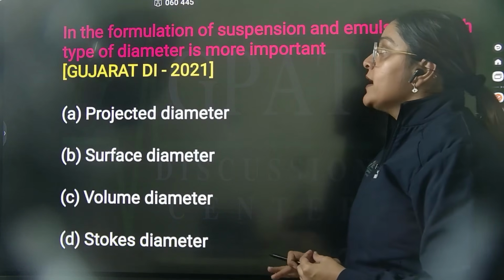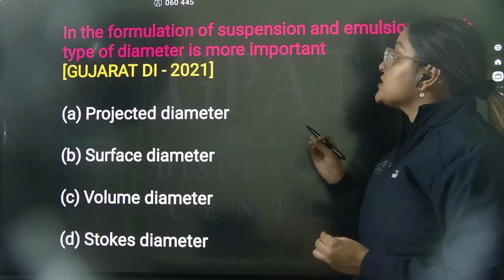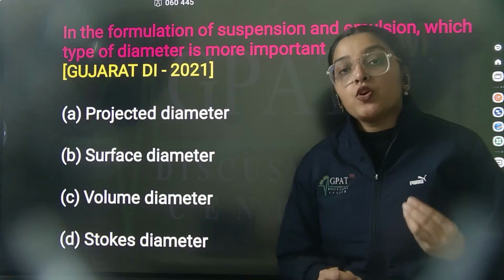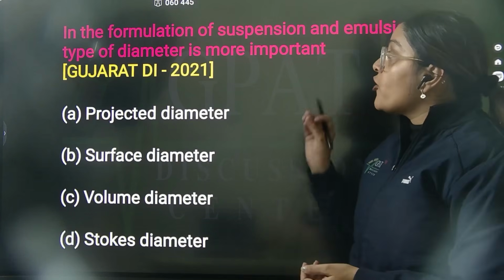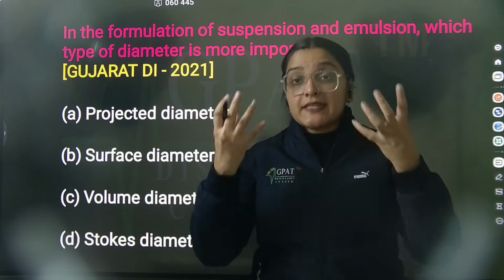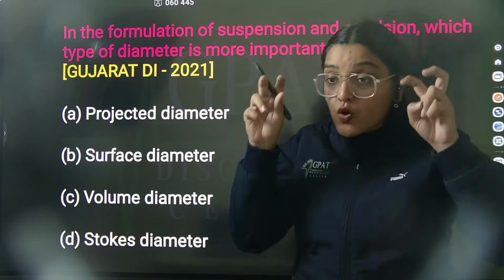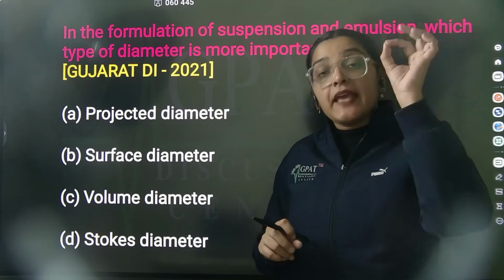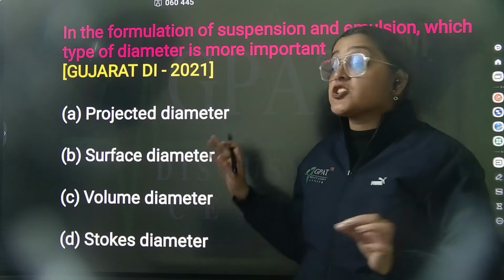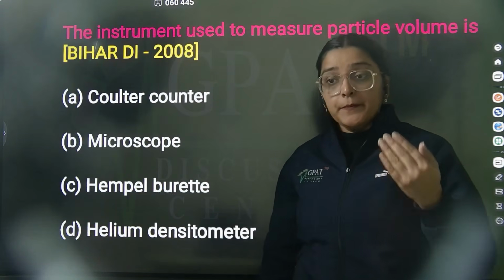Okay. Then in the formulation of suspension and emulsion, which type of diameter is important? Projected, surface, volume, or Stokes? As I've mentioned, the formulation suspensions you can see here, these are able to show the sedimentation. So based on the sedimentation method, we have our diameter, we call it as Stokes diameter. We have well studied in the Andreasen apparatus that Stokes diameter was in the sedimentation based method. So for the suspension emulsion, we have our Stokes diameter.